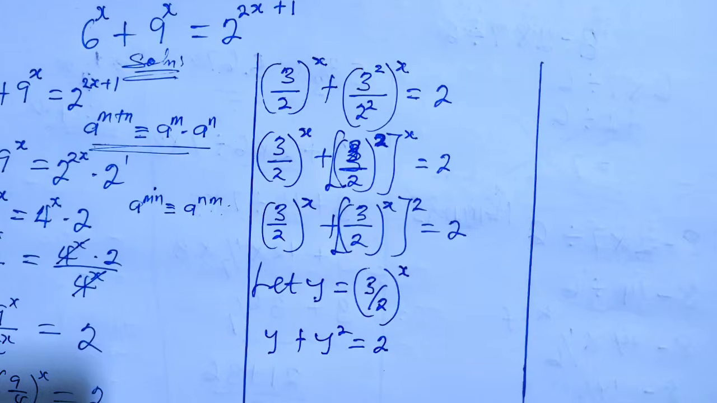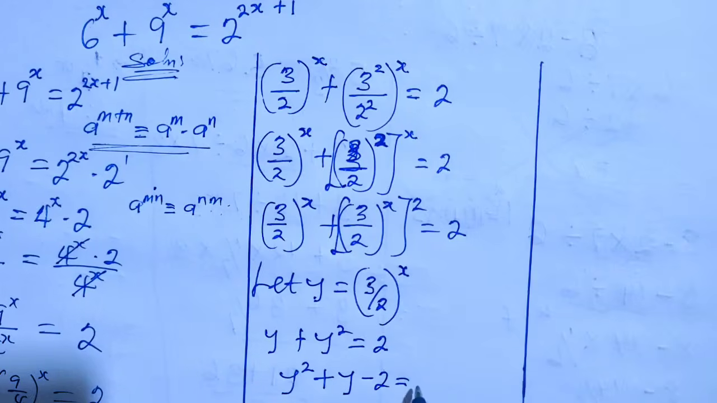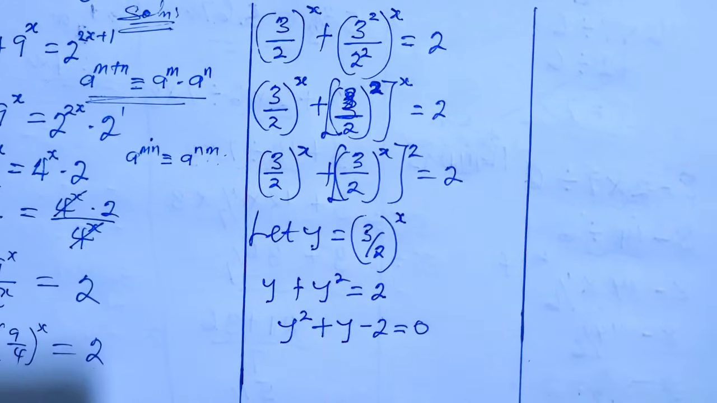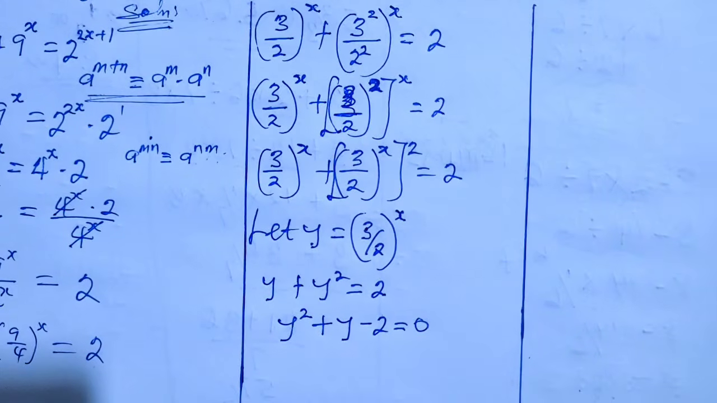And this is correct. Then I'm going to rearrange this to take its normal form, and we have here y squared plus y, move 2 in, it becomes minus 2 equals 0. Then at this very point, we are going to use the factorization method here.